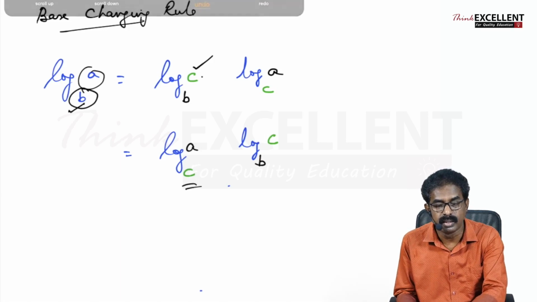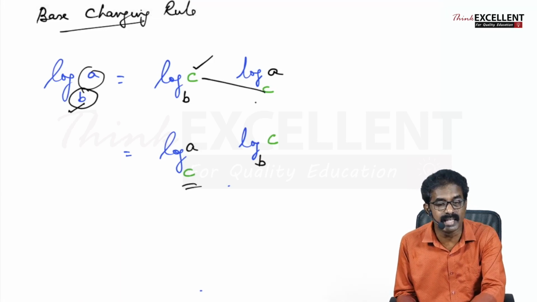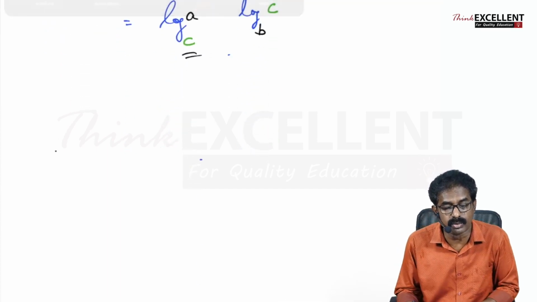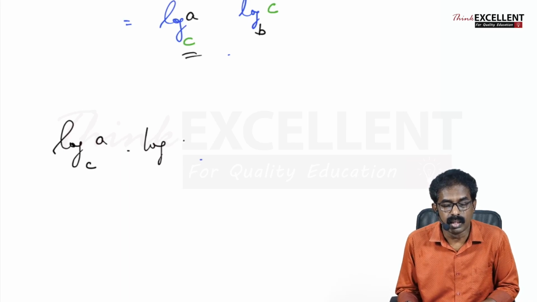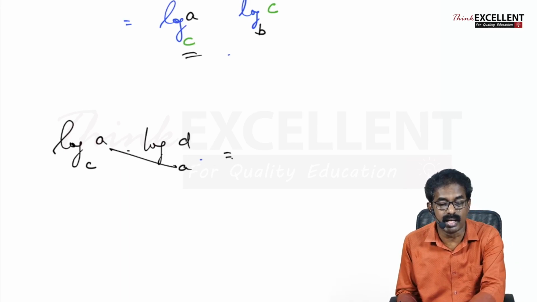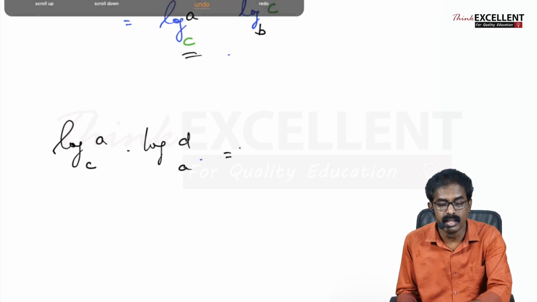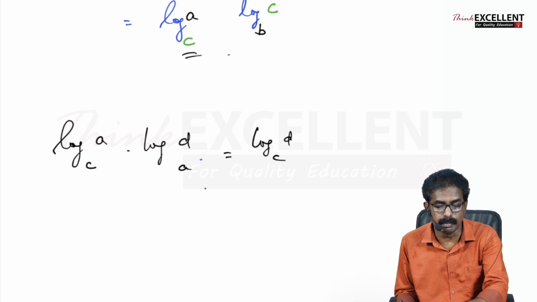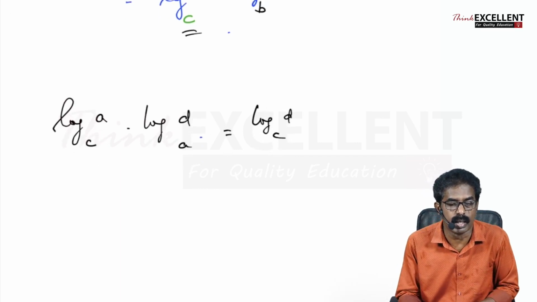The first one, these two are the same, right? Leave that and what's your answer? Log A to the base B. So like that, you can simplify also. Listen, suppose you have log a to the base c into log d to the base a, can you simplify? Yes, these two are the same, a. So leave that. So what's your answer? Log d to the base c, right? Log d to the base c. So this is called the base changing rule. It's a very useful one.